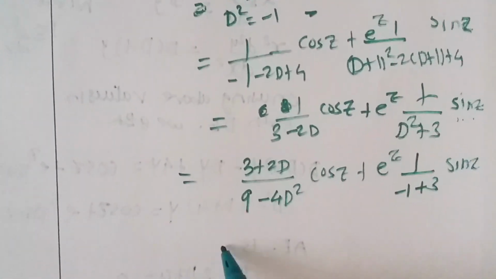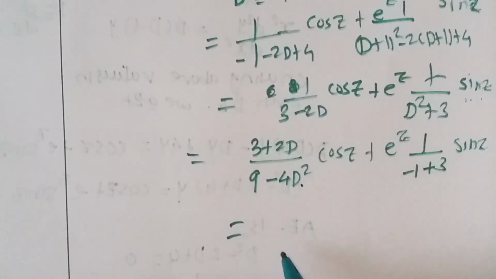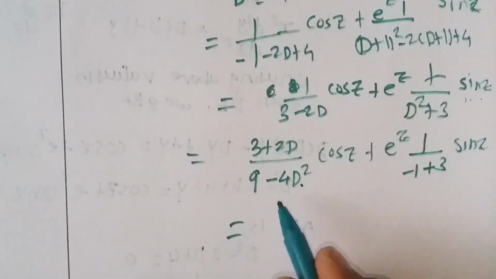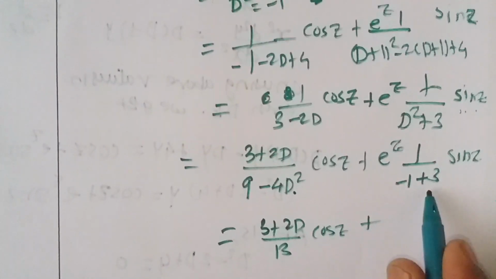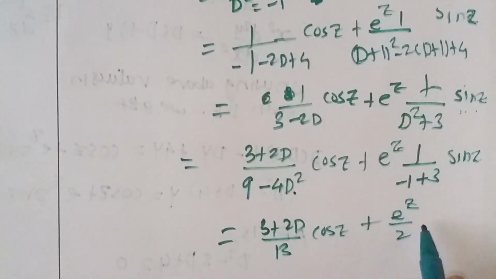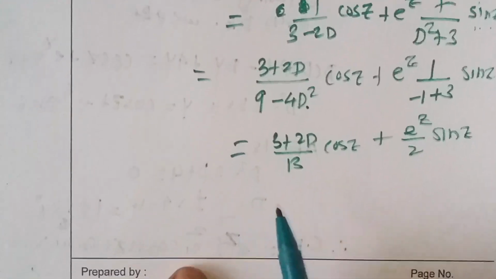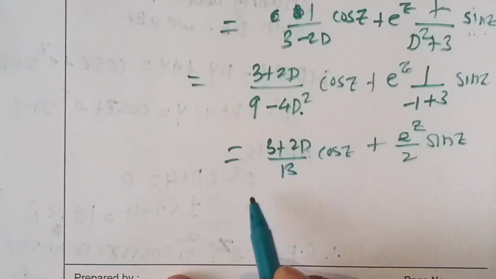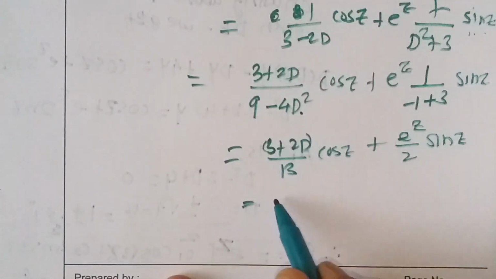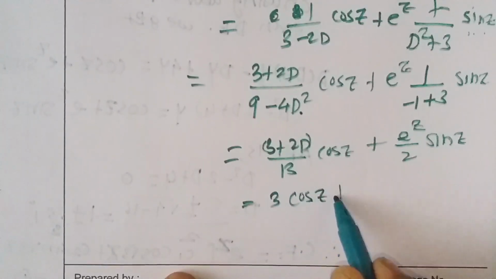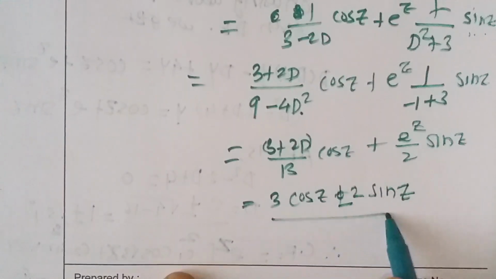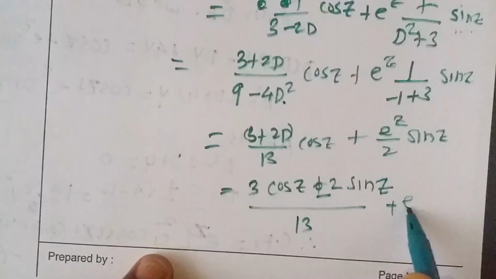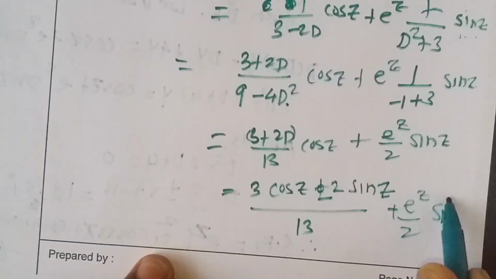sin z. Now replace again D square by minus 1. So here we will get plus 1. So it will become plus. So 9 plus 4, 13. 3 plus 2D by 13 cos z. Plus this is 2, e raised to z by 2 sin z. Now this term is free of D. This term contains D. Operate this 3 plus 2D on cos. So we'll get 3 cos z plus 2 into derivative of cos, which is minus sin. So it will be minus 2 sin z divided by 13 plus e raised to z by 2 sin z.